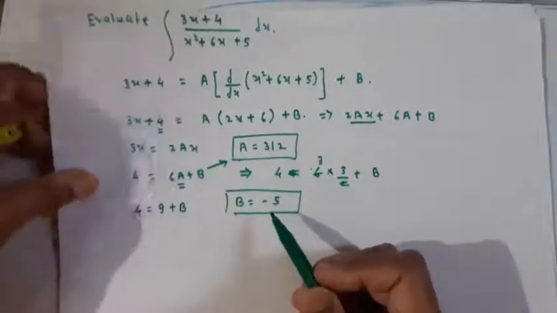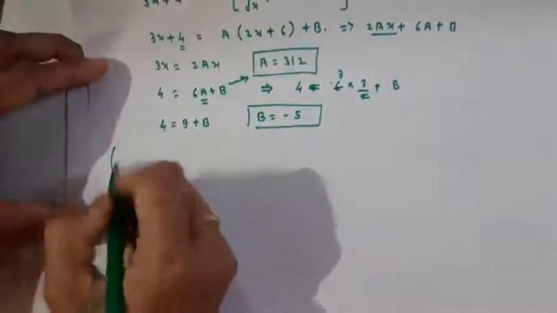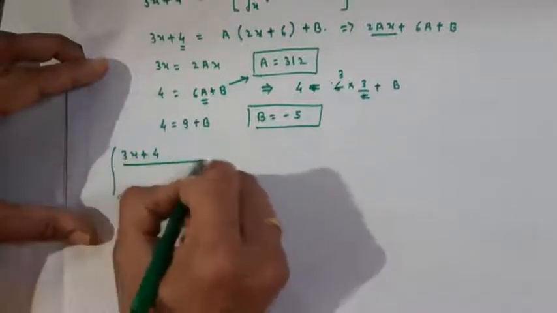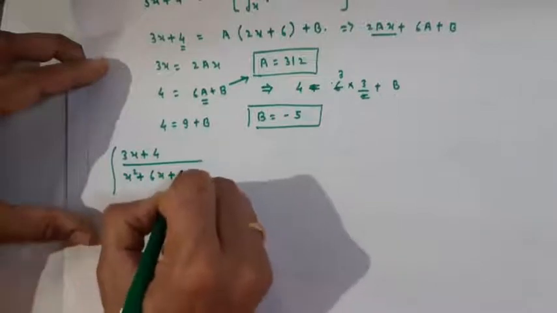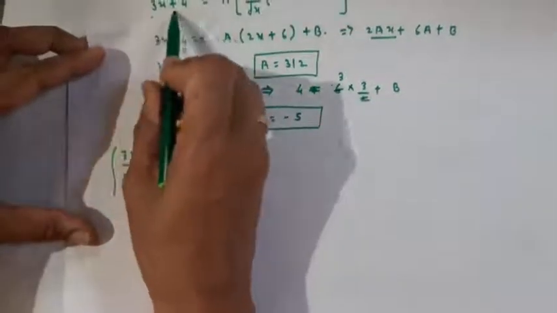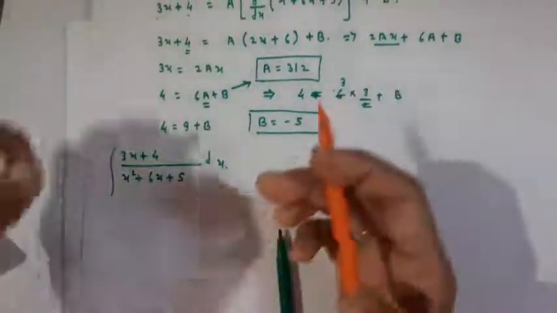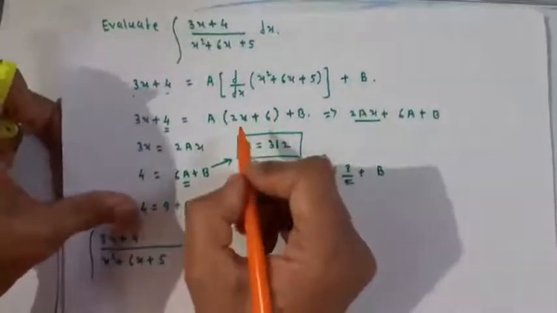Okay students, now rewrite the integral, that is integration of 3x plus 4 upon x square plus 6x plus 5 with respect to x. Instead of writing 3x plus 4, we will write it in this way.